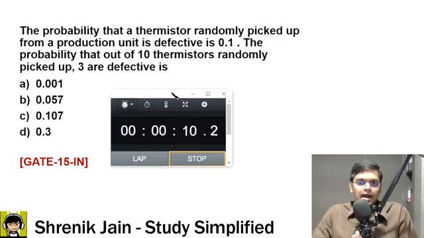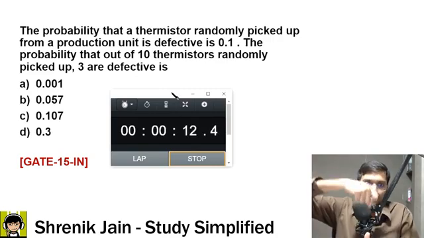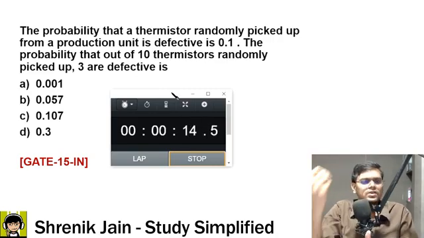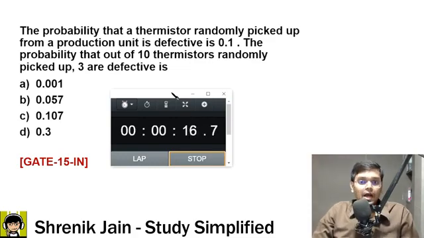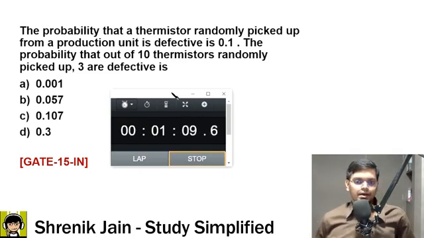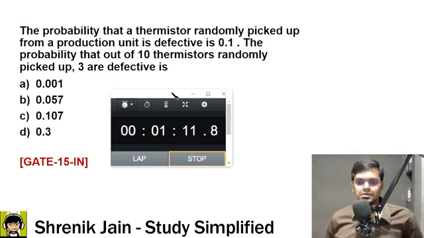The probability that a thermistor randomly picked from a production unit is defective is 0.1. The probability that out of 10 thermistors randomly picked up, 3 are defective is what? Okay, Daksh, Bombay. Can I say Bombay is the right answer?